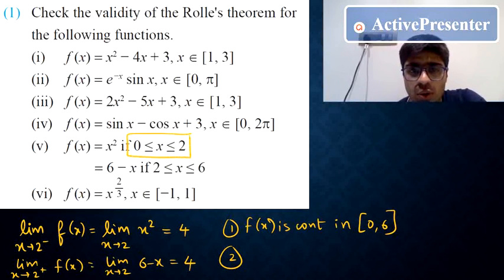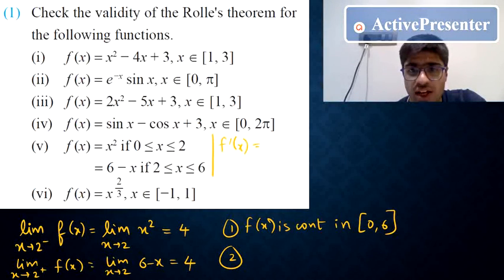In the interval 0 to 2, you take a derivative and that will be 2x. So the derivative is going to exist at every point in the interval 0 to 2. So in the interval 0 to 2, if the derivative is existing, function is differentiable. Similarly, 6 minus x, the derivative is minus 1. And in the interval 2 to 6, the derivative is existing. So the function is differentiable in the interval 2 to 6 also. What about exactly at x equal to 2?